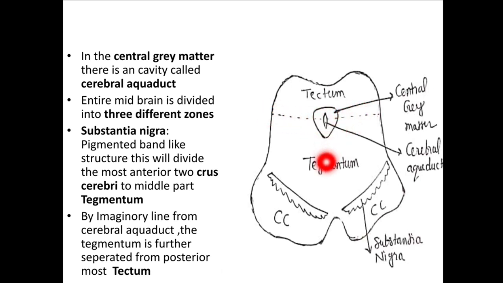The tegmentum is further separated from the posteriormost tectum. So this is the tectum, this is the tegmentum, this is the crus cerebri, and between the tegmentum and crus cerebri there is the substantia nigra. And what is the tectum? The tectum is made up of the colliculi, superior and inferior colliculi.